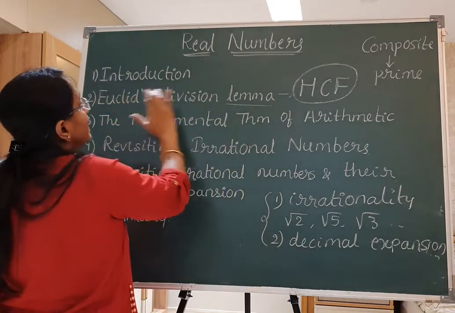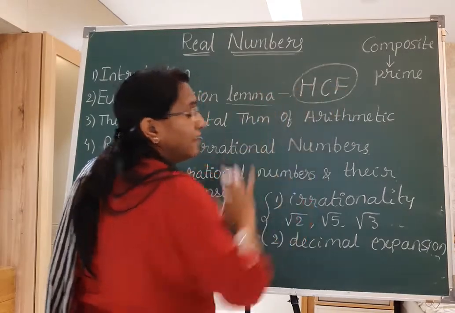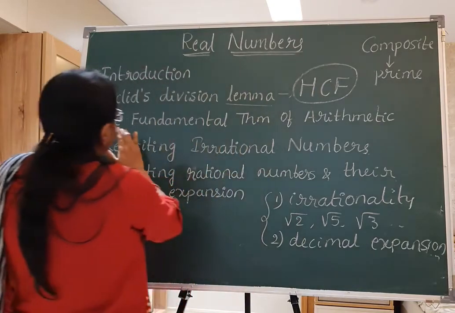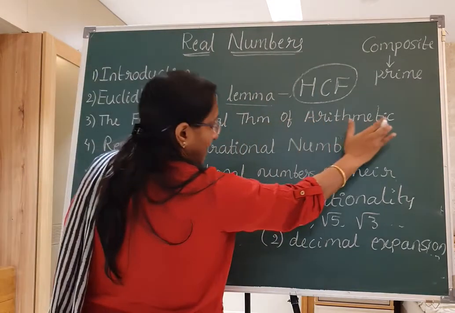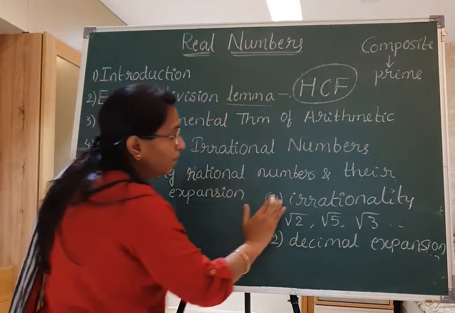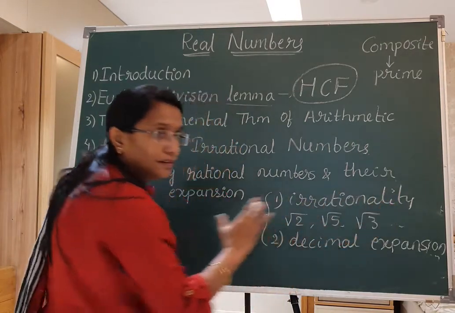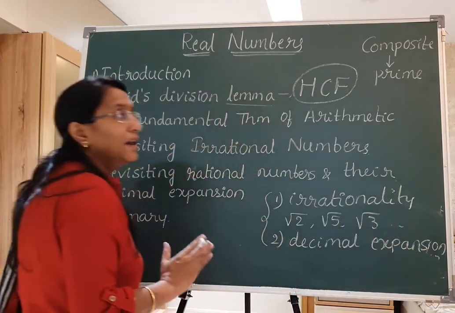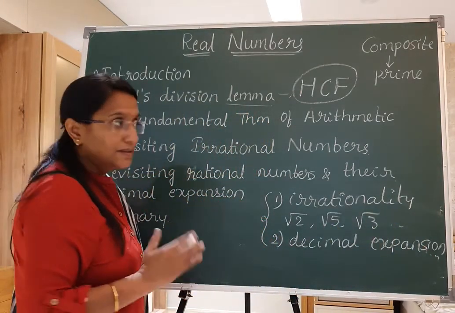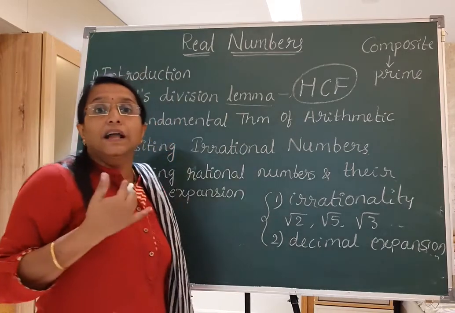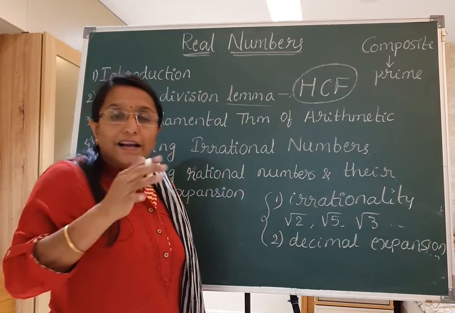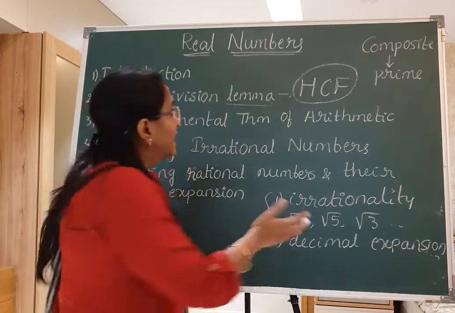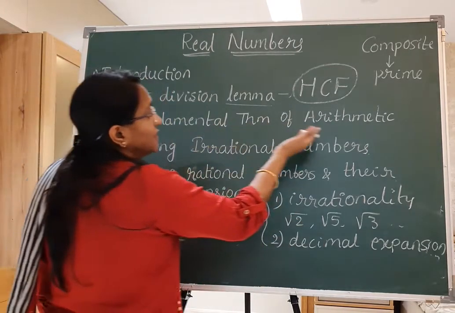I repeat, Euclid's division lemma is used to find out the highest common factor of positive integers, and the fundamental theorem of arithmetic is used to prove the irrationality of irrational numbers, and we will get to know the decimal expansion of numbers, that is, after how many terms the expansion will be repeating or terminating. That can be obtained by using this theorem.